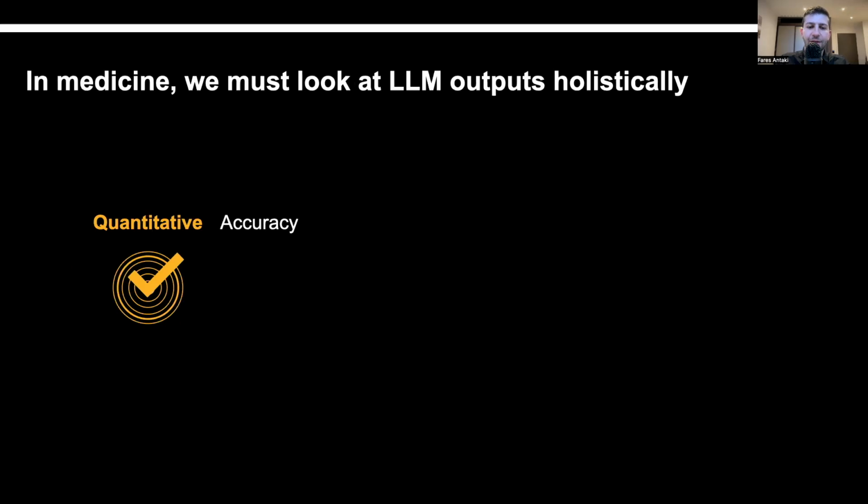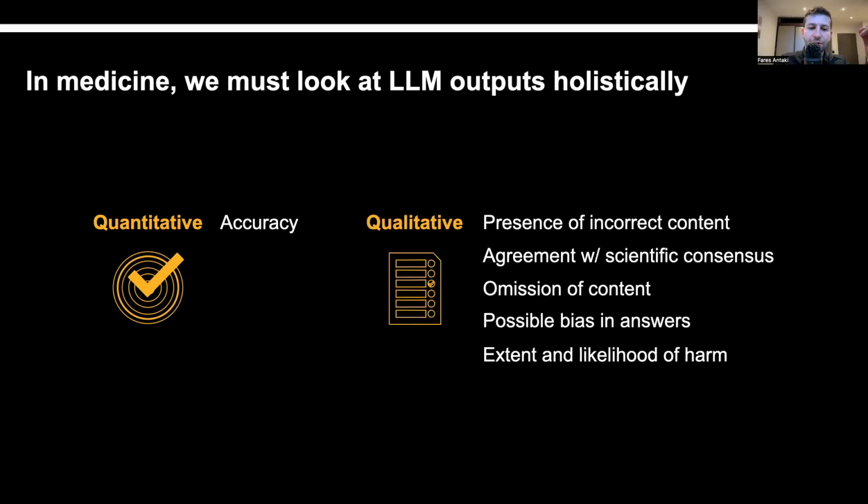In medicine, the stakes are high, and we must look at the outputs of LLMs in a holistic manner. Beyond quantitative measures like accuracy on multiple choice exams, we must look at answers and validate the presence of incorrect information, the agreement with scientific consensus, the omission of content, the extent and likelihood of harm and bias.